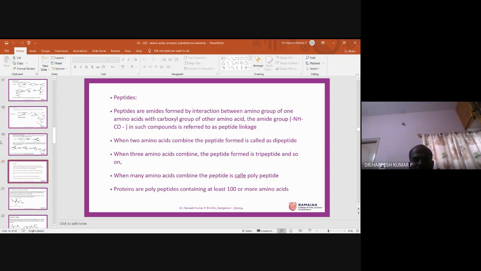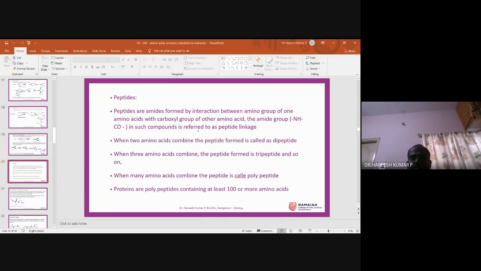So just I will repeat. Peptides means how the peptide is formed. The amino group of one amino acid interacts with the carboxylic group of the other amino acid, leading to the formation of the bond called NHCO. The NHCO bond is called peptide linkage.